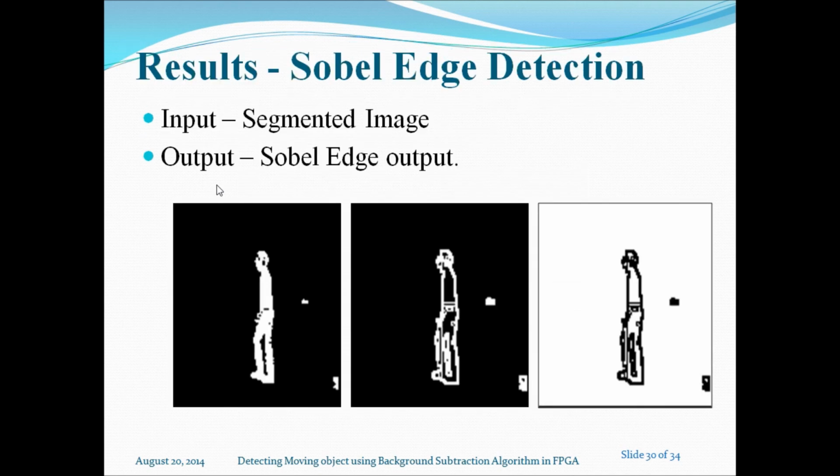Then we applied the edge detection algorithm on the segmented image. Using a 3 by 3 Sobel mask, the output obtained shows the object edges and its shape. Here you can see that the flipped Sobel edge image clearly defines the object shape.